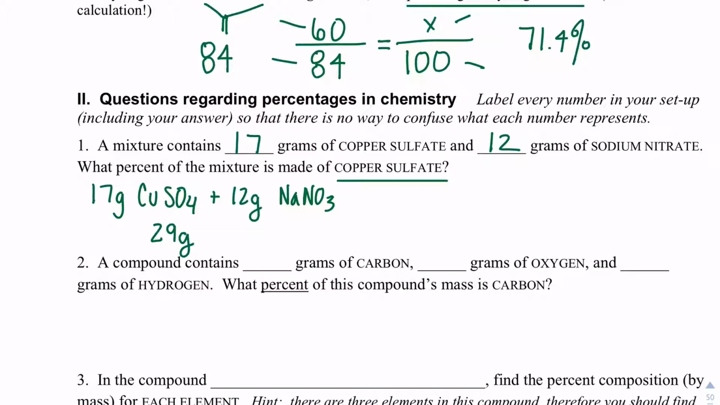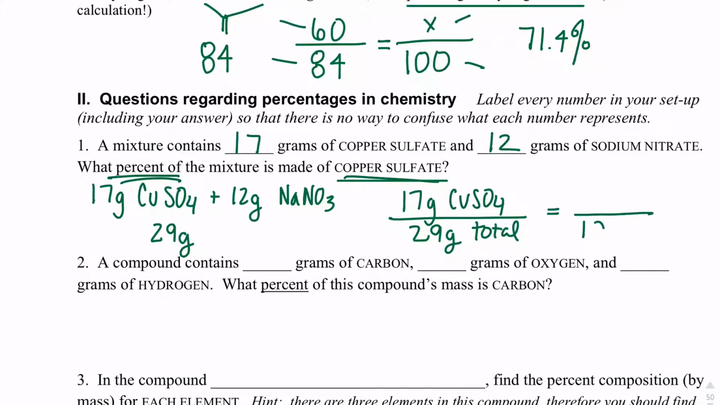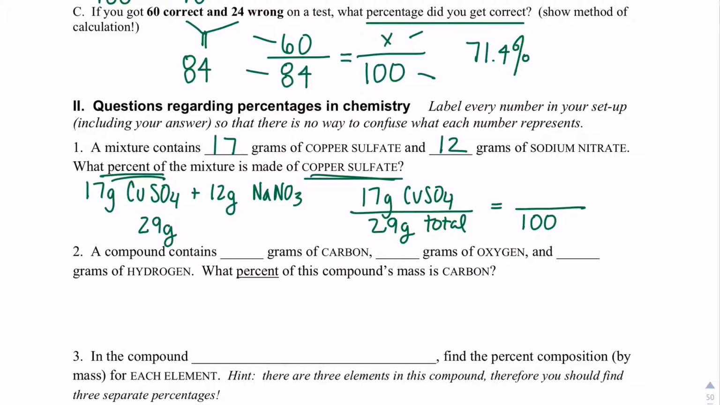Now the question is saying, what percent of it is made of copper sulfate? 17 grams of the 29 grams total are copper sulfate. What would that be out of 100? And so we solve for x here. And if we solve for x there, we get 58.6% is copper sulfate by weight.